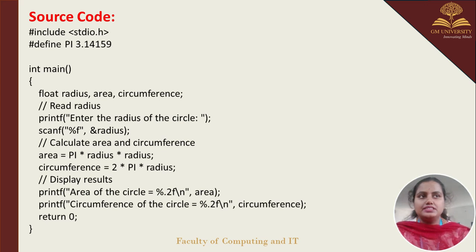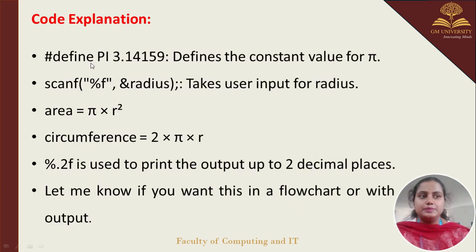float radius, area, circumference. We declare 3 float variables here, and the user is prompted to enter the radius. The formulas used for computation are area is equal to pi into r square and the circumference is equal to 2 into pi into r. Results are displayed with 2 decimal precision.